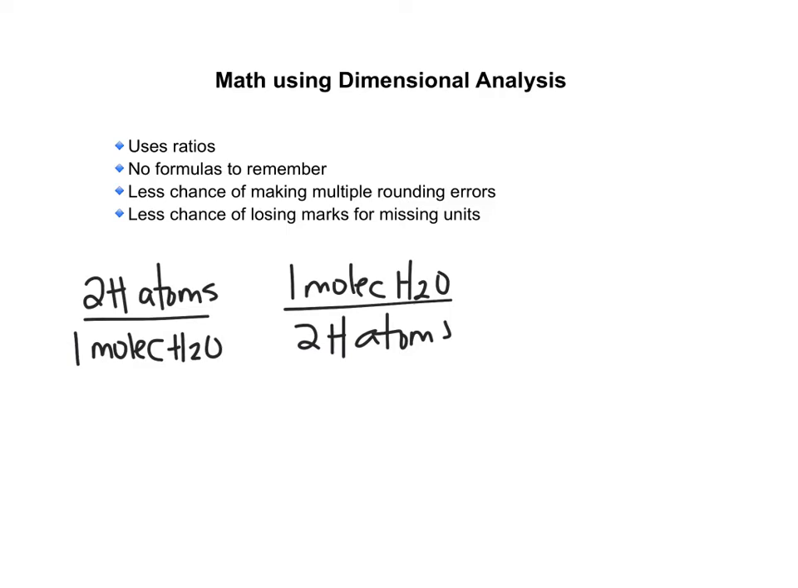So the relationship didn't change here. There's 2 hydrogens in every 1 molecule, or 1 molecule contains 2 hydrogen atoms. The relationship is the same. It's just flipped on upside down.